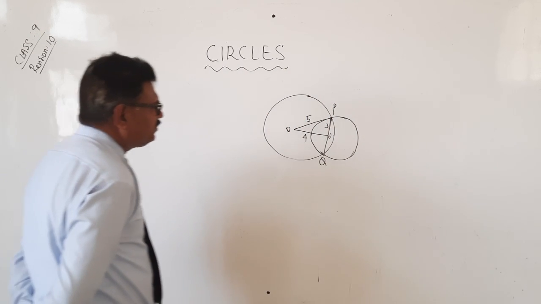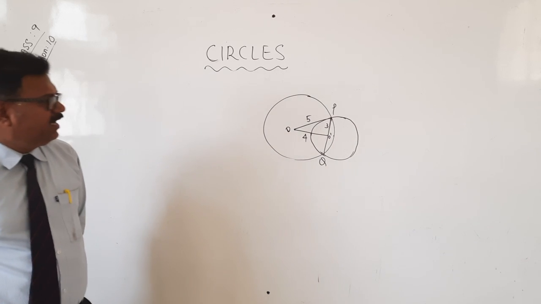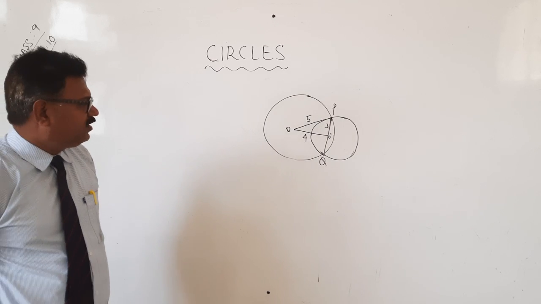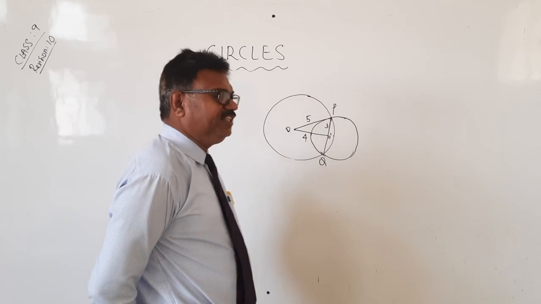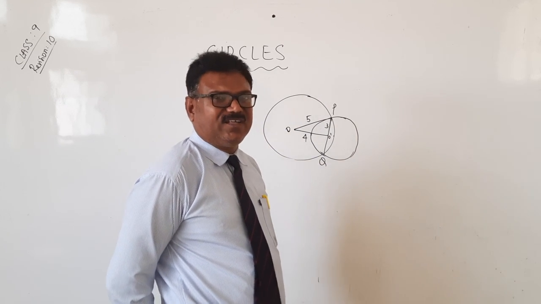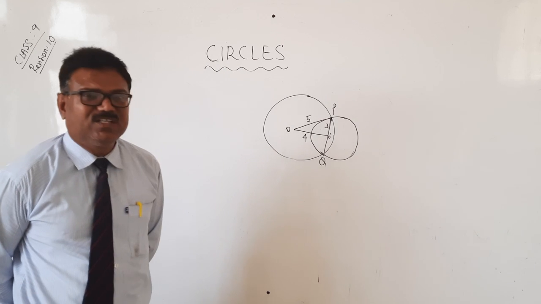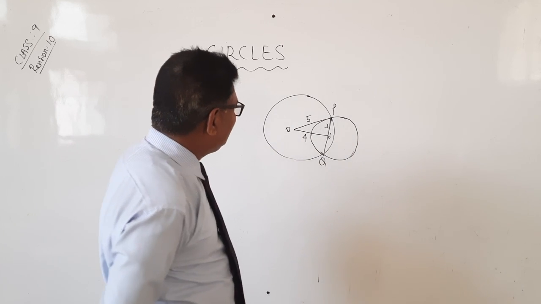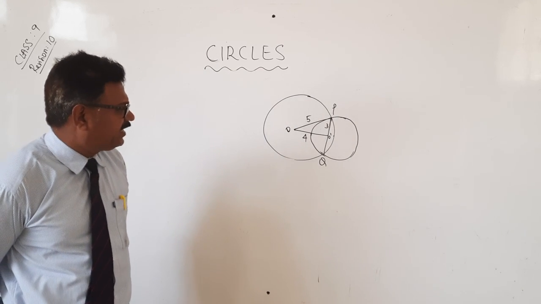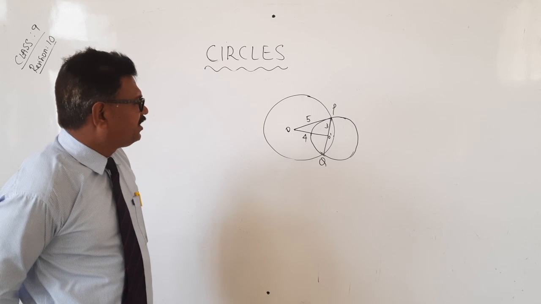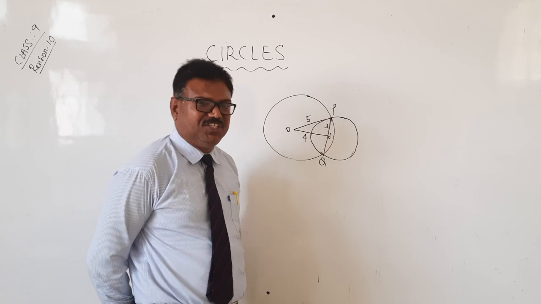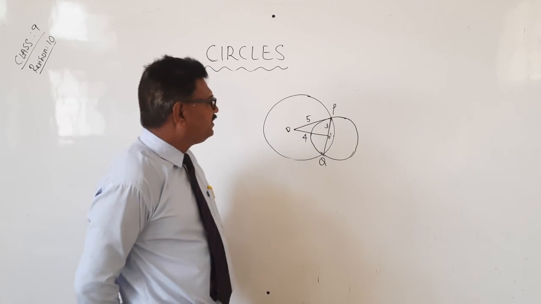Here, there are two circles intersecting at P and Q, and their centers are O and O dash. The distance between them is 4 centimeters. So we have to find out the common chord for these two circles. O is the center of one circle and O dash is the center of the other circle. Then the distance between O and O dash is 4 centimeters. The radius of the first circle is 5 centimeters and the second circle is 3 centimeters.